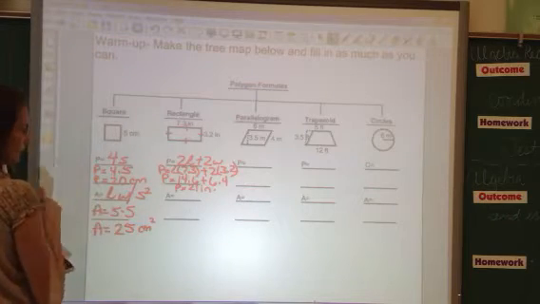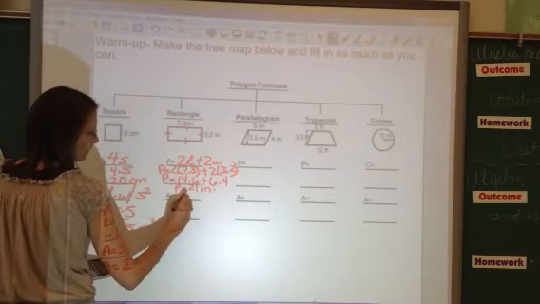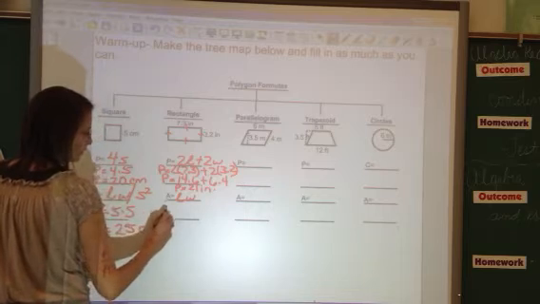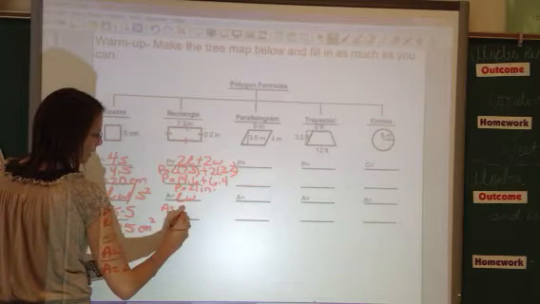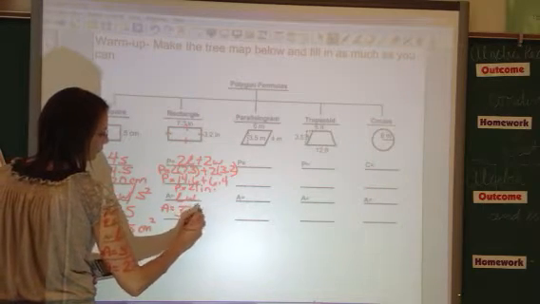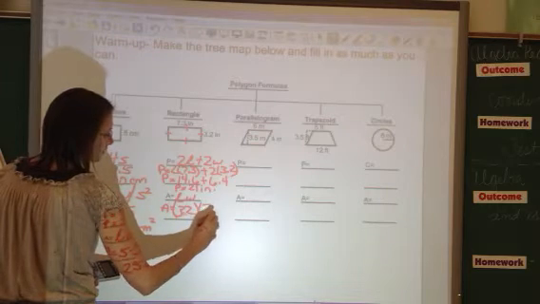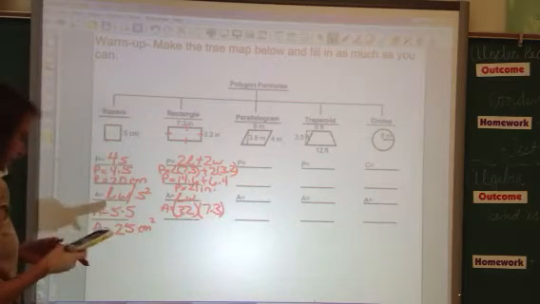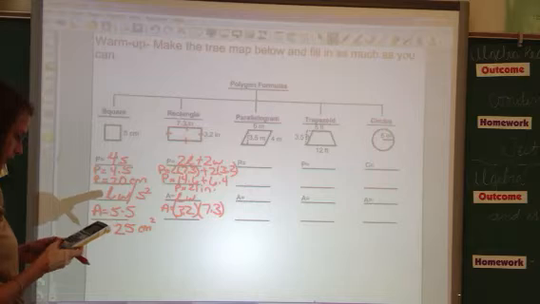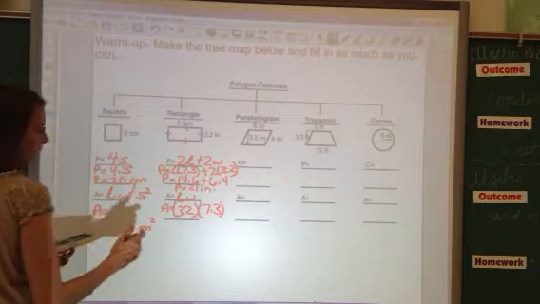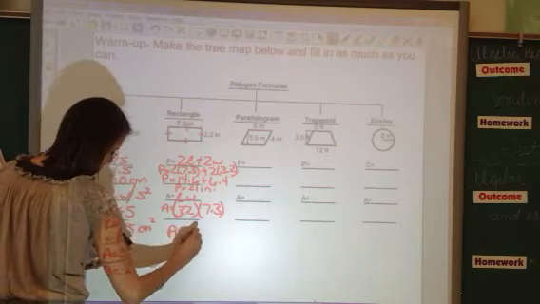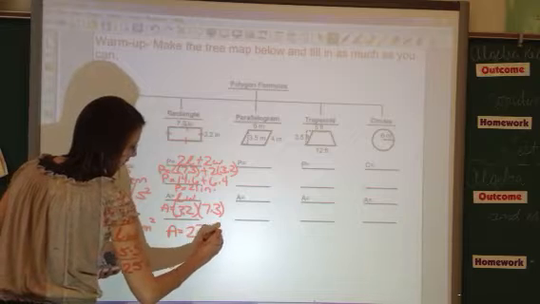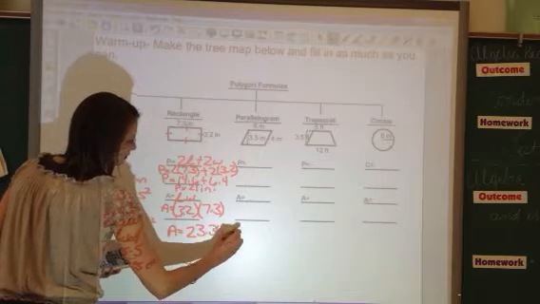Now the area is the same as with the square. It's length times width. So for this one, I've got 3.2 times 7.3. So 3.2 times 7.3, I get 23.36 inches squared.